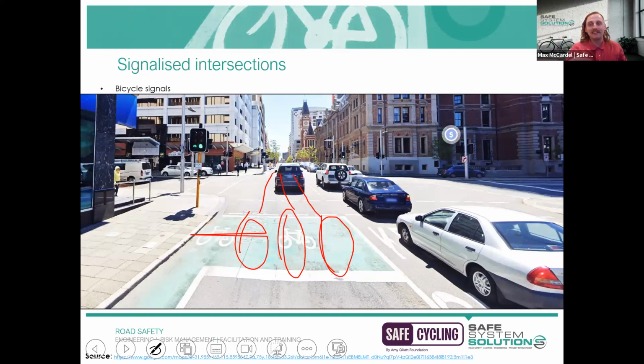It gives cyclists that extra opportunity, that time to achieve all that without having to worry about someone behind you potentially blaring their horn and wanting to get around you. It's already been achieved. So I really think that installing bicycle signals is a terrific investment and something that should be considered at your signalized intersections.